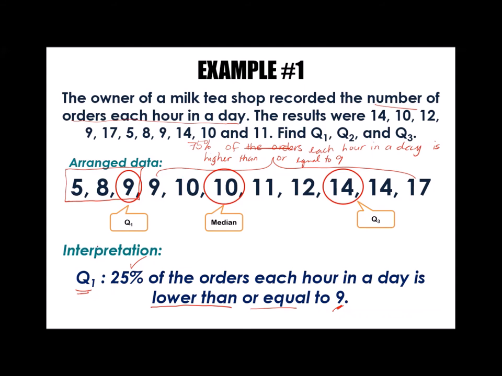Pansinin niyong maigi kung pang ilang quartile ang ating pinag-uusapan. Pagka nasa kaliwa niya, that is always lower than or equal to. Pagka nasa kanan naman niya, higher than or equal to. Okay? I hope that's clear.